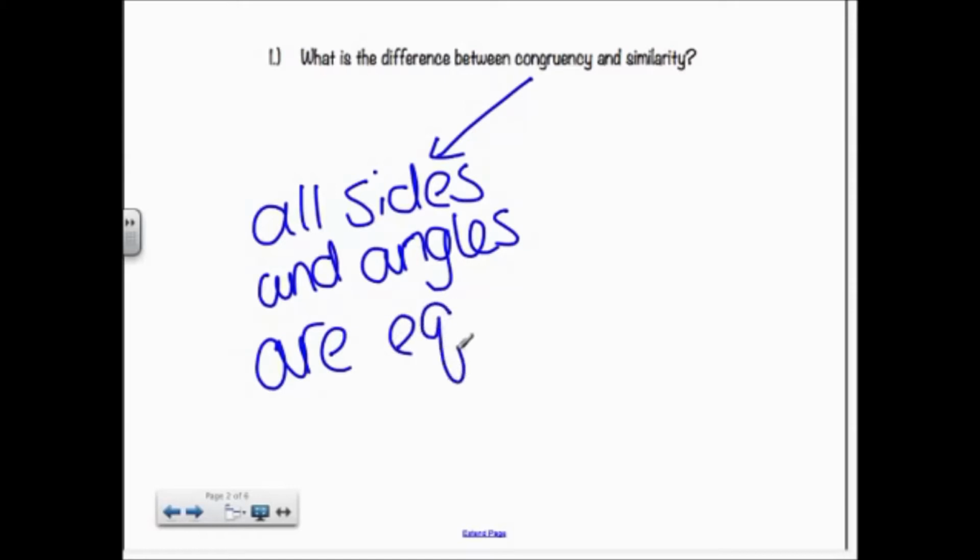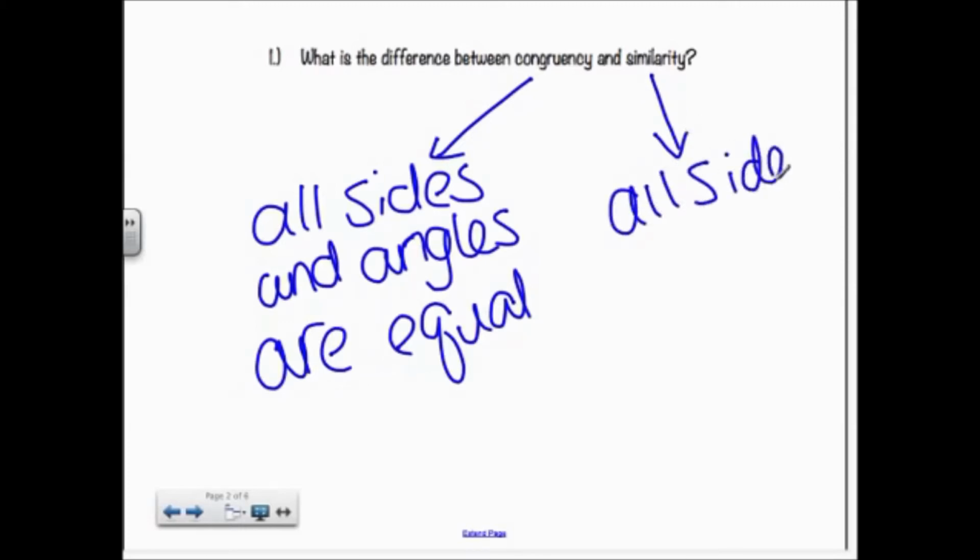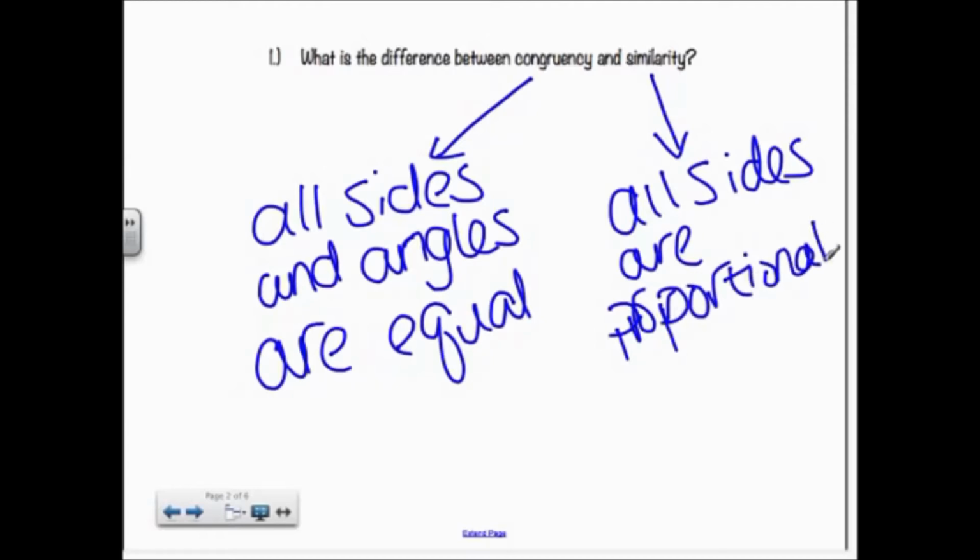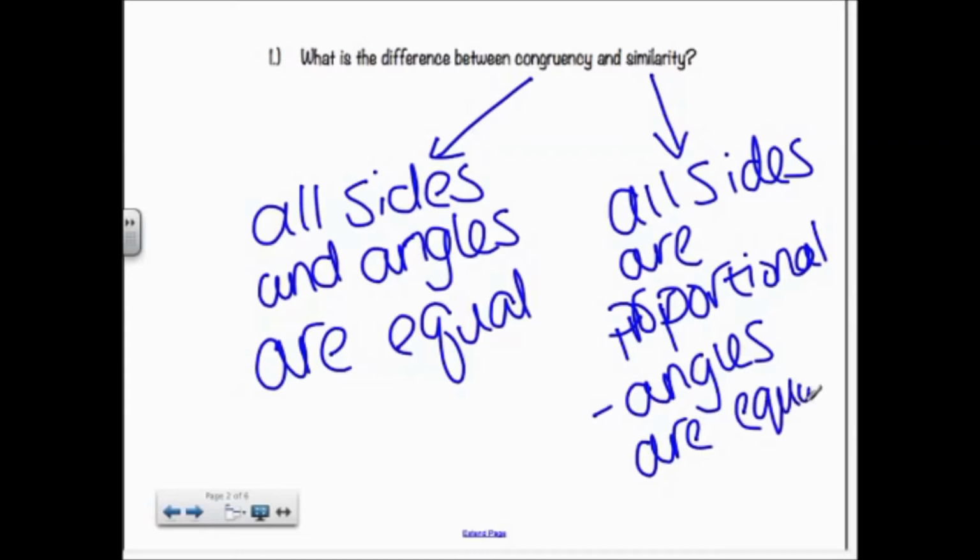All right. Now for similarity, this means that all the sides are proportional. P-R-O-P, proportional. But here's the thing that's really important to know: the angles are also equal. Okay, so that's the difference. The sides are not equal, but the angles are equal. If they're congruent, it means the sides and the angles are both equal.